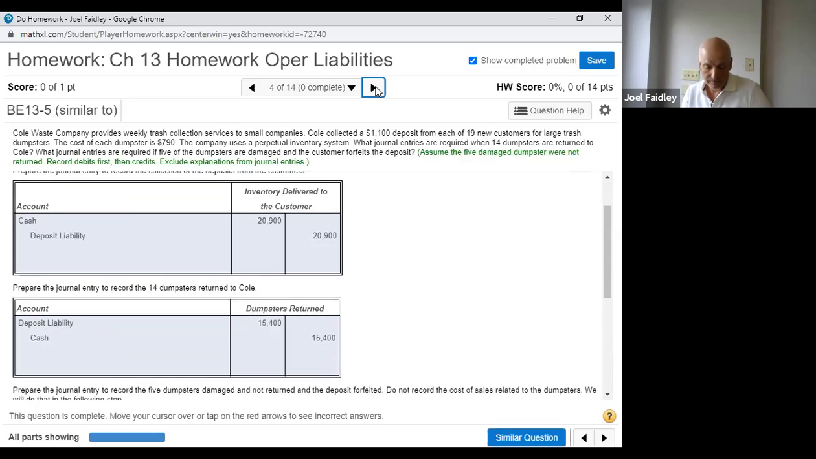Then what happens? 14 dumpsters are returned. So what's 14 times 1,100? 15,400. So our deposit liability has gone from 20,900. We debit that for 15,400. All right, so we've got a balance there of how much. We always have to make sure we take it out of the liability the same way that it went in. All right, write this down or I'll forget.